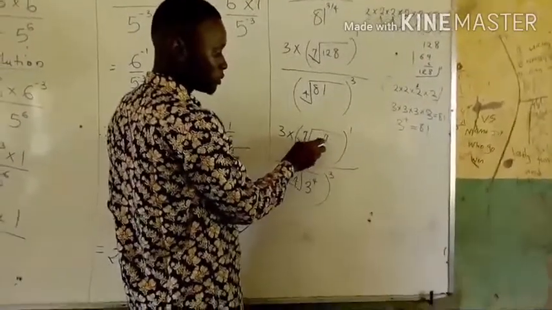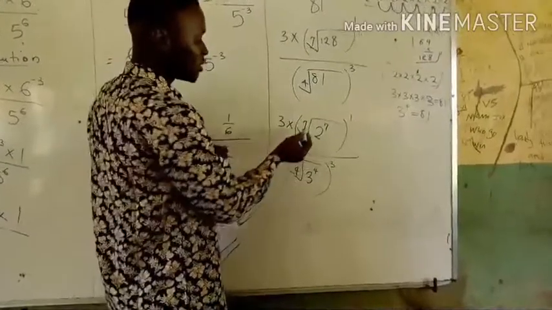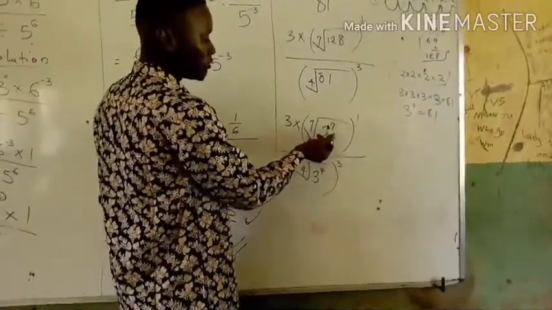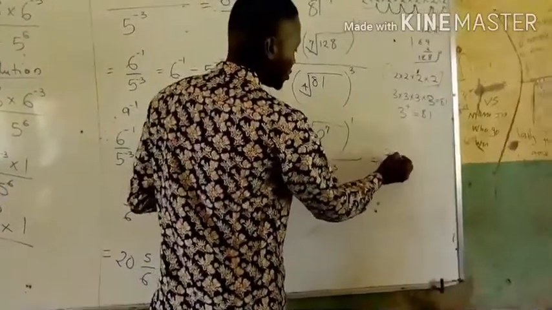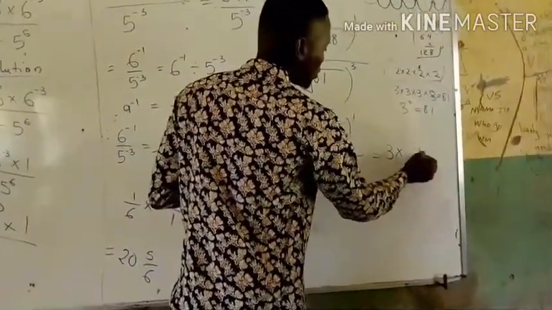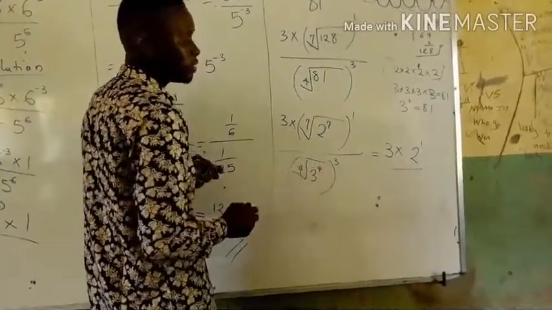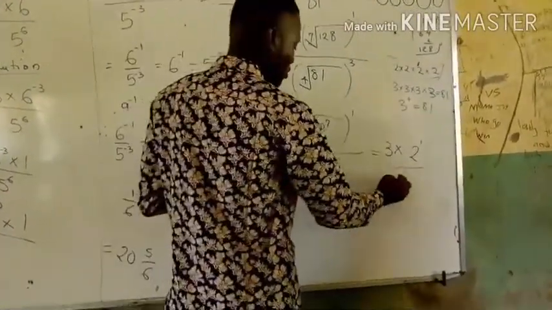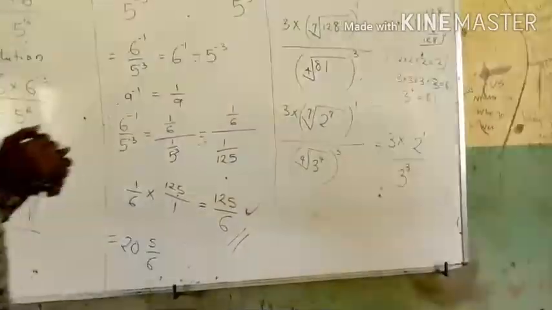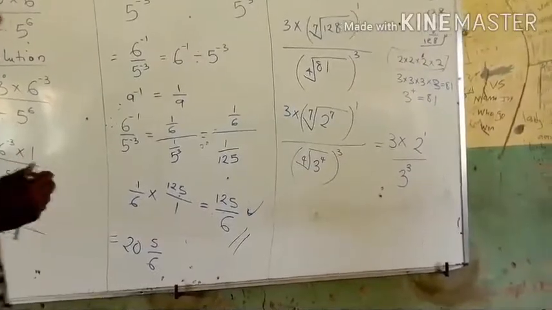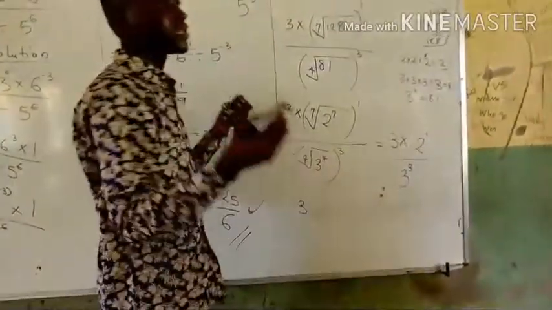So now, the root inside here, seventh root, can take care of the power inside the root. That means this 7 can take care of this 7 to give us 2 left. So we'll be having 3 times 2 raised to the power 1. This 4 will take care of this power 4 on this 3 to give us what? 3 raised to the power what? 3. So our final answer is going to be what? 3. Anything raised to the power 1 is the same thing as that number.